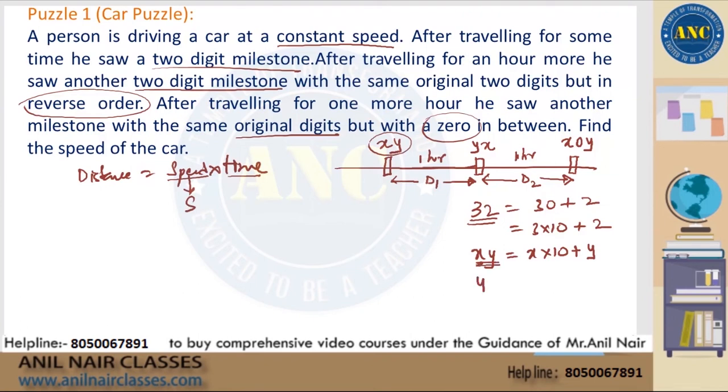Whereas the value of a number like yx will be nothing but what? y into 10, because y is in the tens place. So it is 10y plus x.